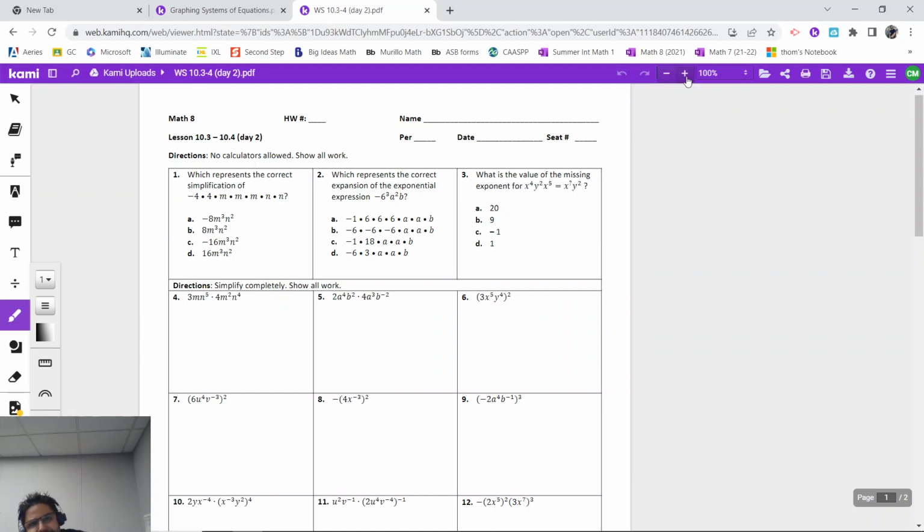We're going to be doing lesson 10.3, 10.4, day 2. Just to give you a heads up, we've got some band friends in the media center going on, so you might hear some music in the background. But again, we're going to do the best that we can with our shared space.